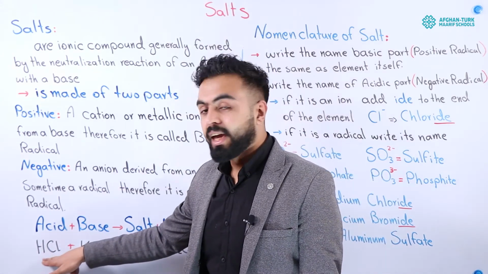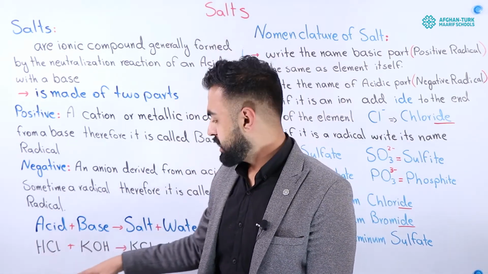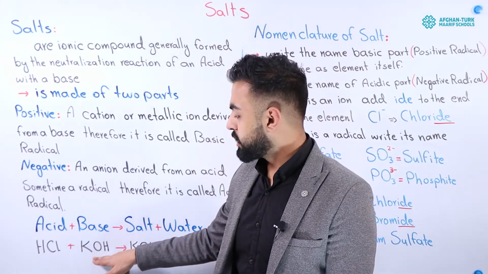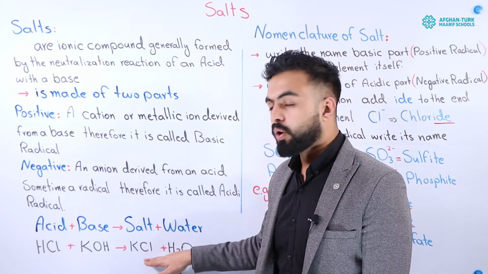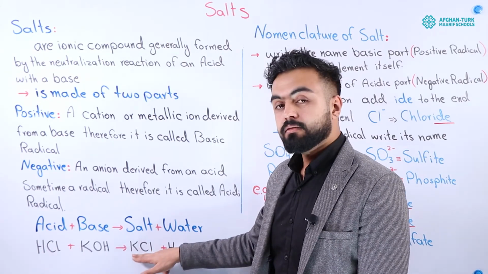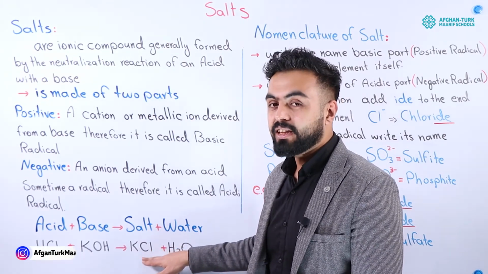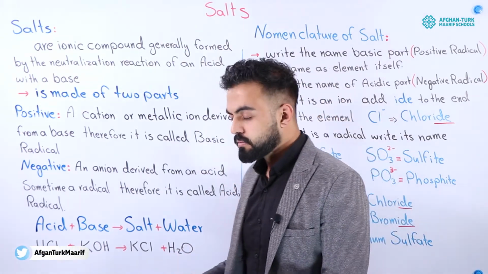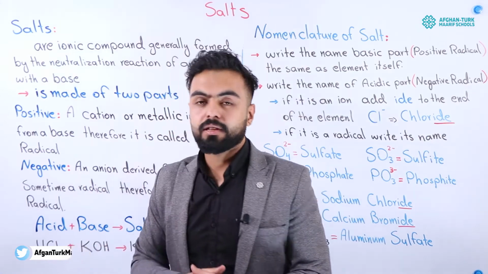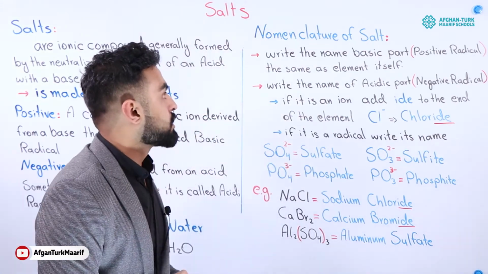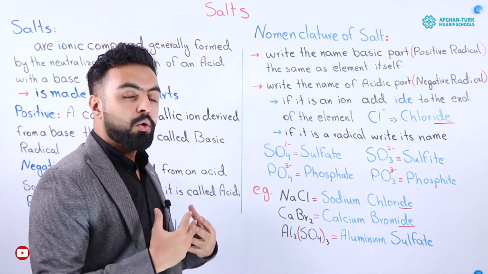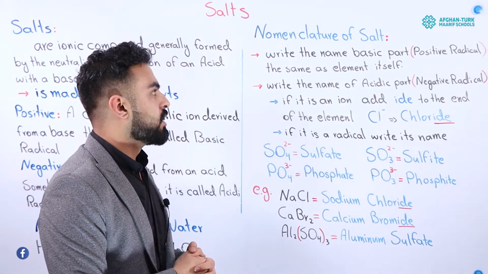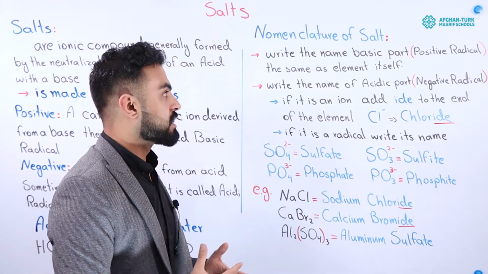Here we have HCl, hydrochloric acid, with KOH. What is the name? Potassium hydroxide. So we will have KCl, which we're going to study, and H2O. So that was all about the salt. Now let's go to the nomenclature of salt.